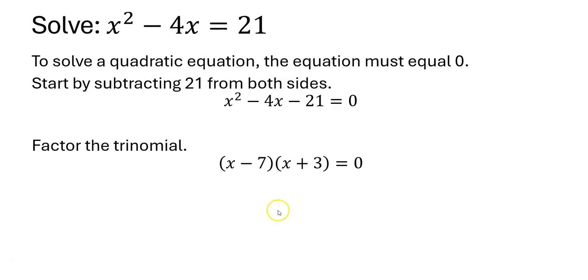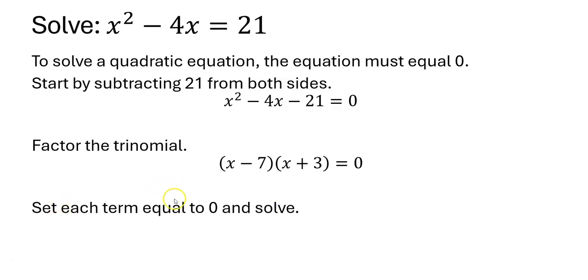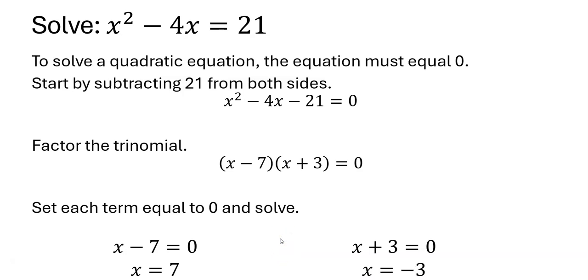Again, using the zero product property, we're going to set each of these terms equal to 0 and solve. So I get x minus 7 equals 0, which means x is 7, and x plus 3 equals 0, which means x is negative 3. Once again, you can check this by taking 7, plugging it into the original equation, and it should come out to be true. And then negative 3, same thing. Plug it into the original equation, and it'll be true. So again, two solutions for this particular equation.